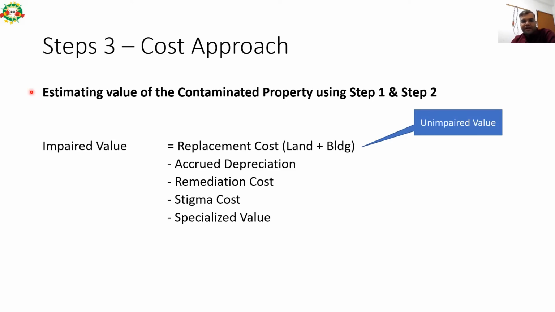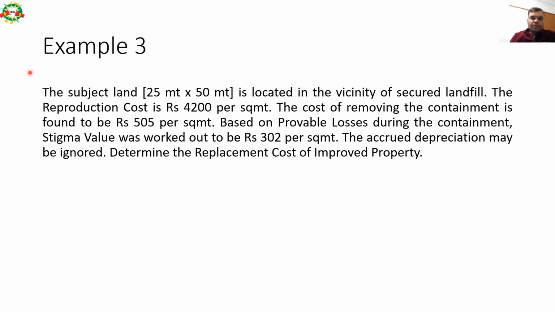And this is the third step, estimating the value of the contaminated property using steps number 1 and 2. Here impaired value is equal to replacement cost, RCN, land plus building, that is unimpaired value. Then we have to deduct accrued depreciation, if any. Then we reduce the remediation cost, then the stigma cost, and then the specialized cost, which we discussed in the previous slide. Let us try to understand the cost approach with the help of an example. The subject land admeasuring 25 meter into 50 meter is located in the vicinity of a secured landfill.